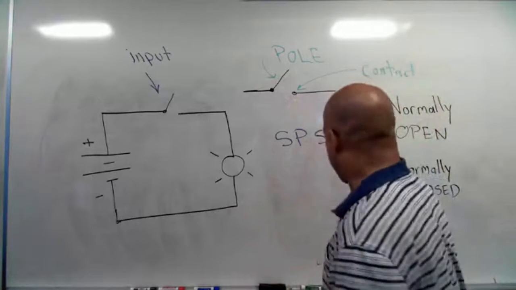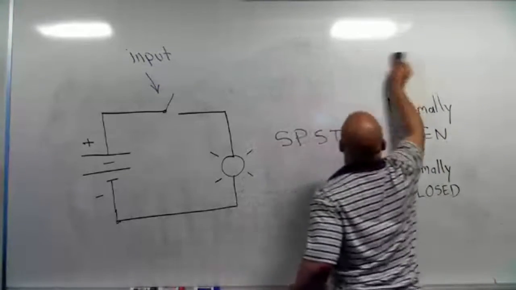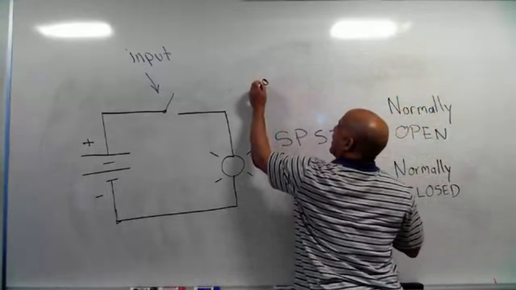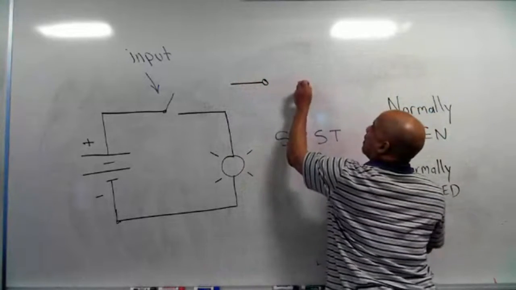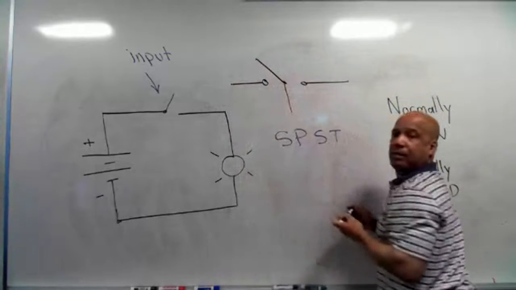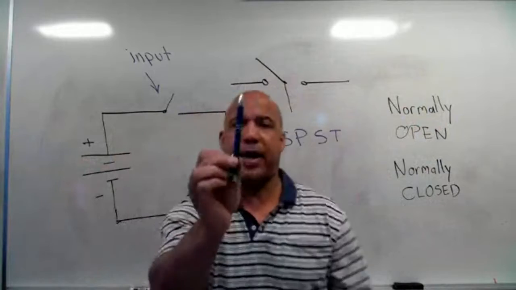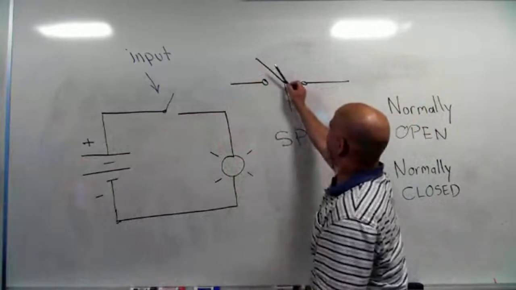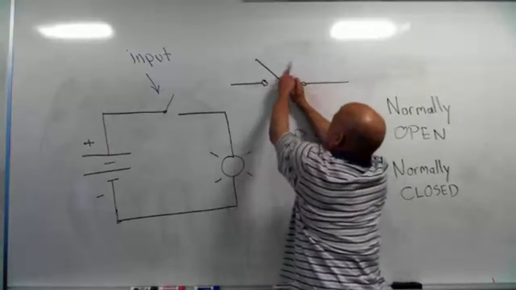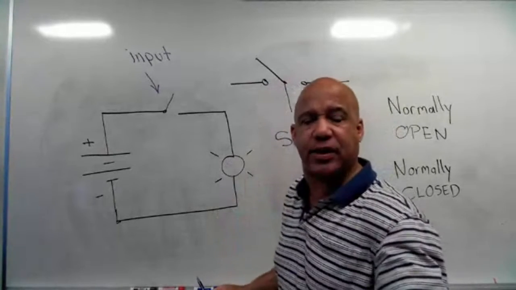What if I do this though? What if I have a contact over here, a contact over there, and I have the pole like that? Now I can take that lever and move it that way and touch that contact, or I can switch it the other way. You might call that a two-position switch. That's kind of what it is.